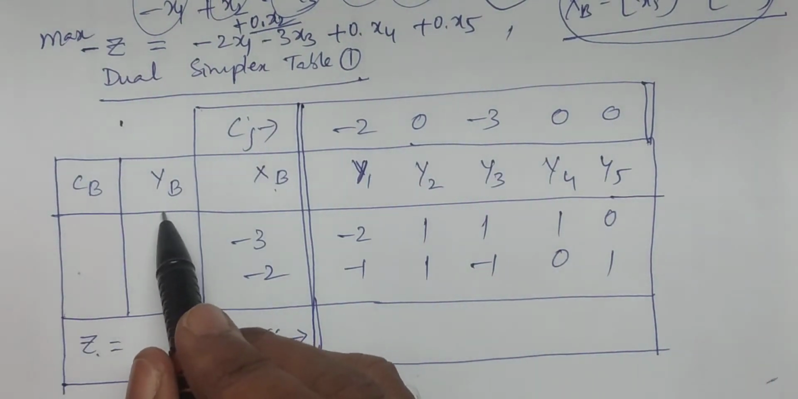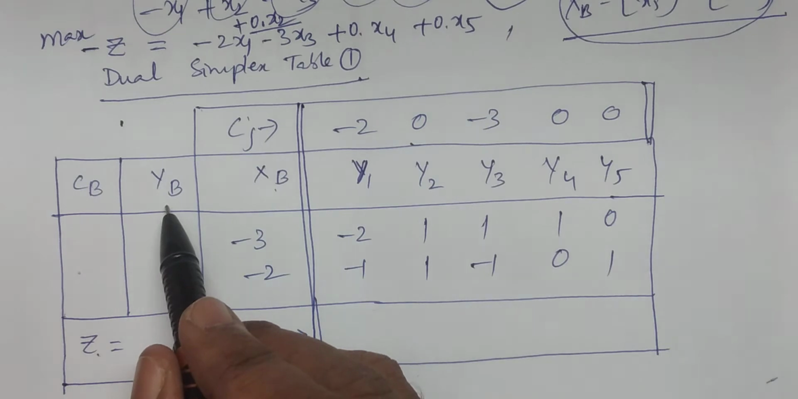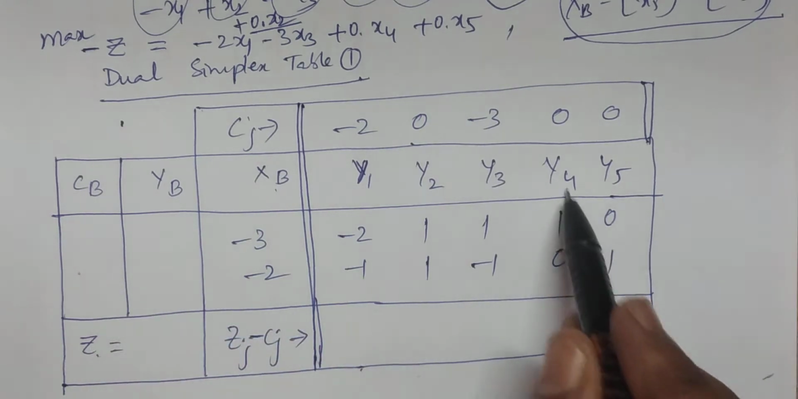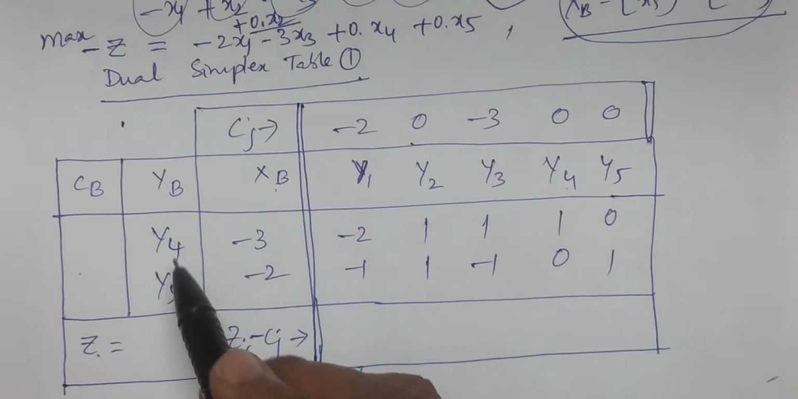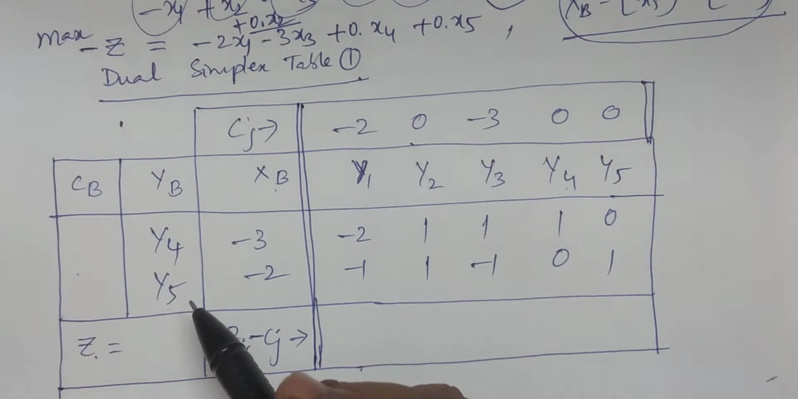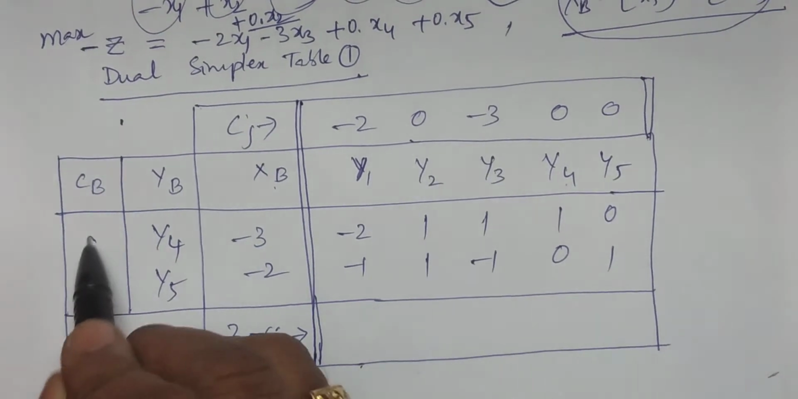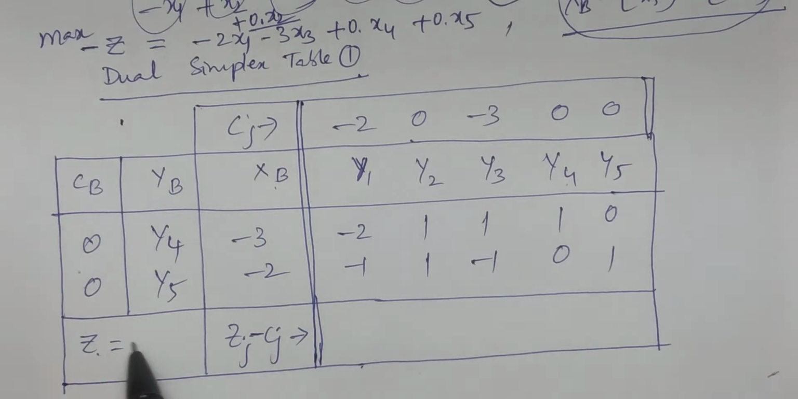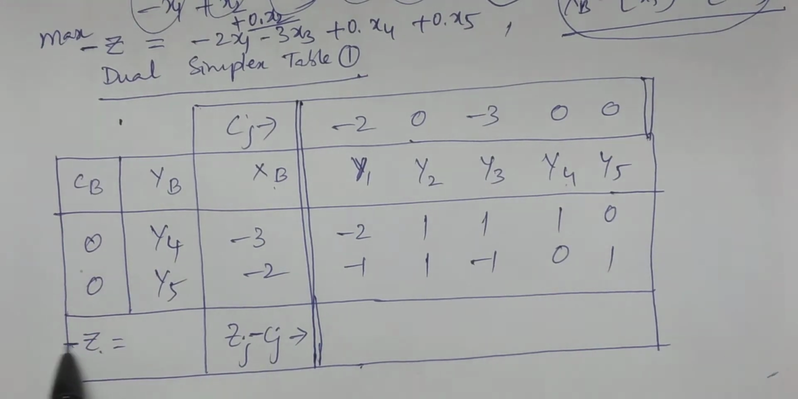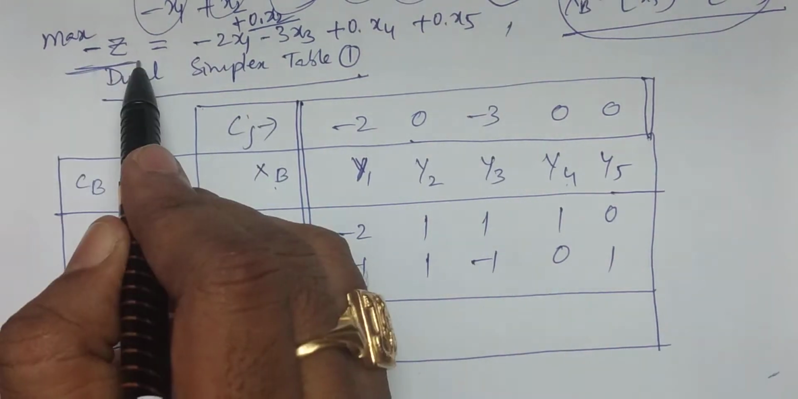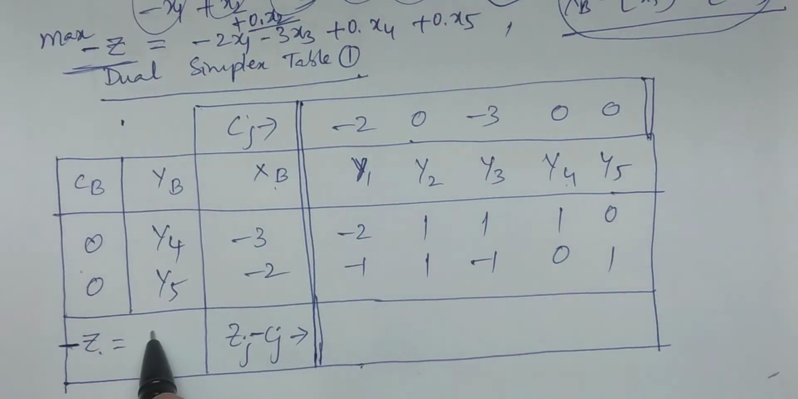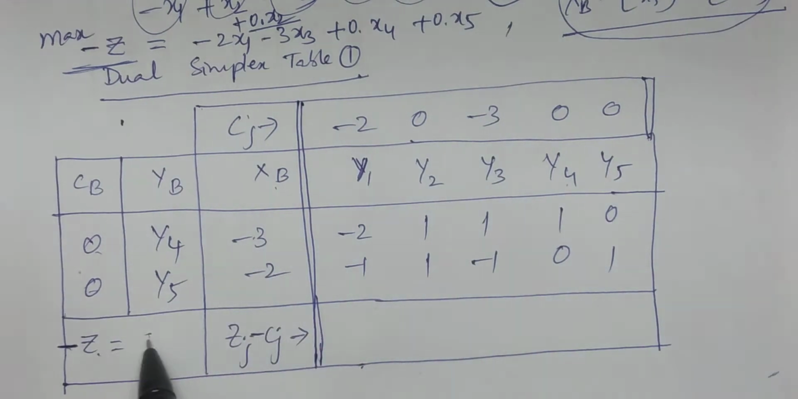And now observe what YB is. Write the YB here, Y4, Y5. Y4 is 1, 0, Y5 is 0, 1. No changes. Please follow the simplex procedure for this. Y4 cost is 0, Y5 cost is 0. So therefore, minus Z, it is not plus Z, it is minus Z, because of maximizing, minus Z is what we are doing here. So minus Z is equal to 0 into minus 3, 0 into minus 2, so it's 0.